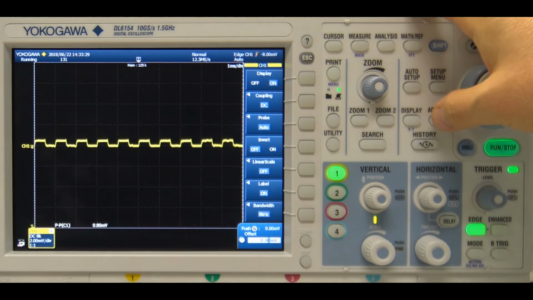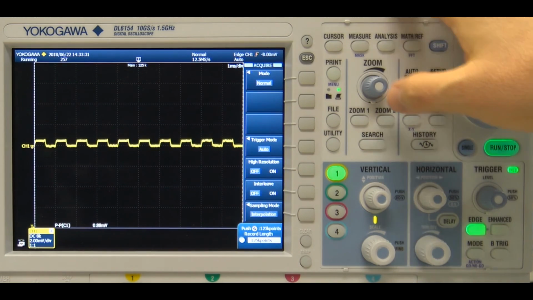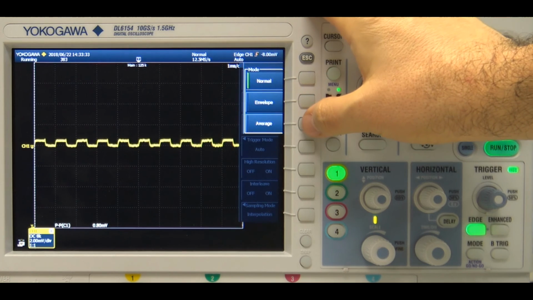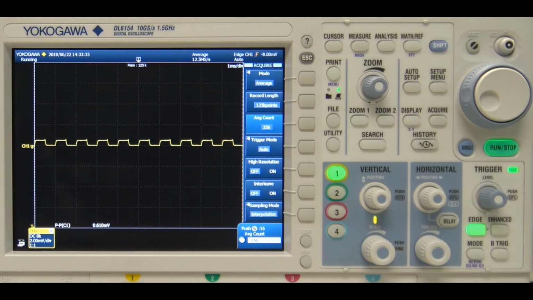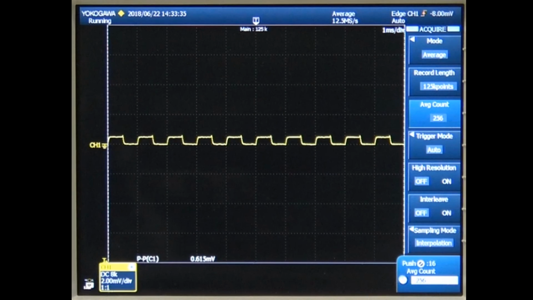The signal is quite stable, so I go to Acquire, Mode, and specify Average. Not bad, our oscilloscope was able to measure amplitudes corresponding to the minimum nominal input power of our detector.